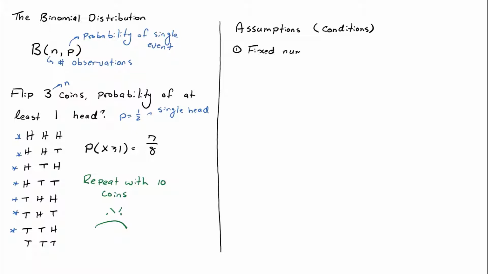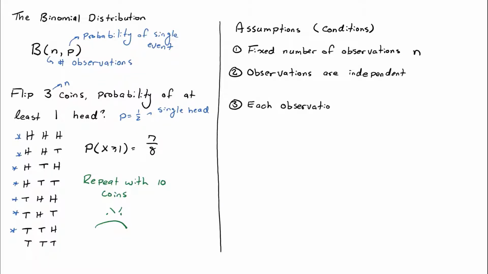First, there must be a fixed number of observations. For example, we could not use this if we were to flip until we got a head. The number of observations would change. Second, each observation should be independent. Drawing cards would not be independent as the number of cards reduces. Third, each observation should either be a success or failure. In our previous example, a head was a success and a tail was a failure.